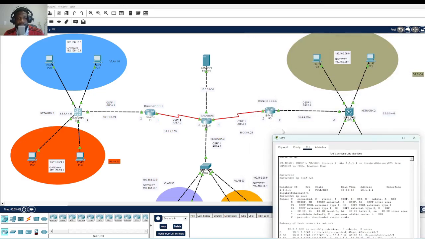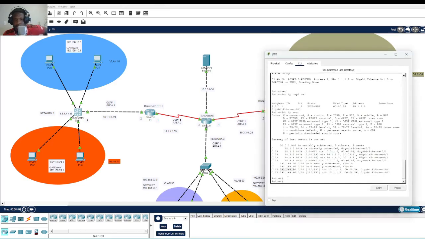So usually the backbone would advertise area 0, and whatever router is connecting to the backbone would also advertise the network that's behind that router. So that way the backbone learns about area 2 and area 1, and the backbone also advertises area 0. Okay.